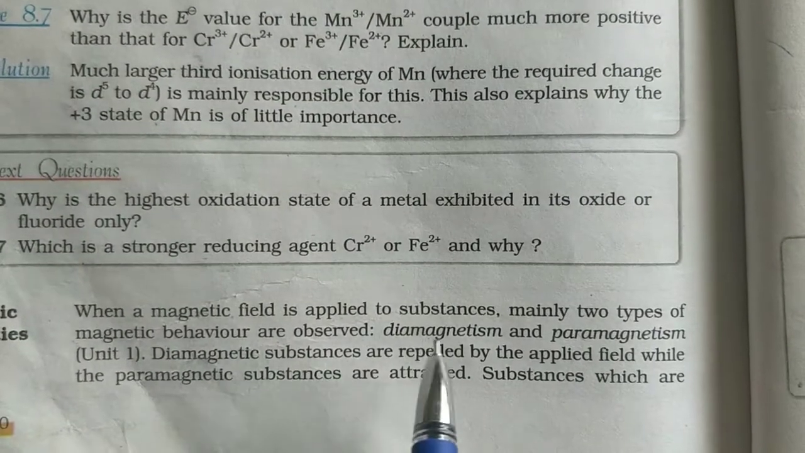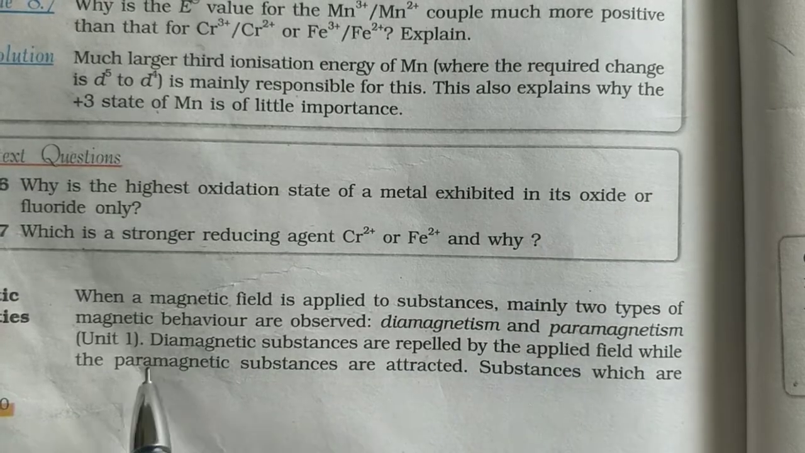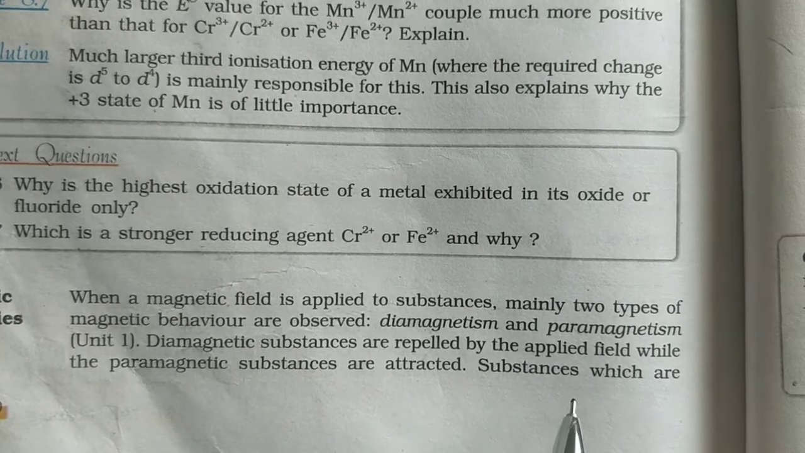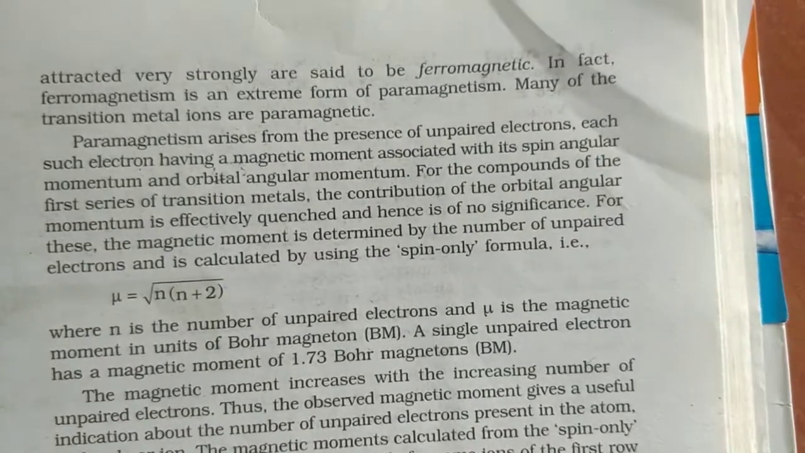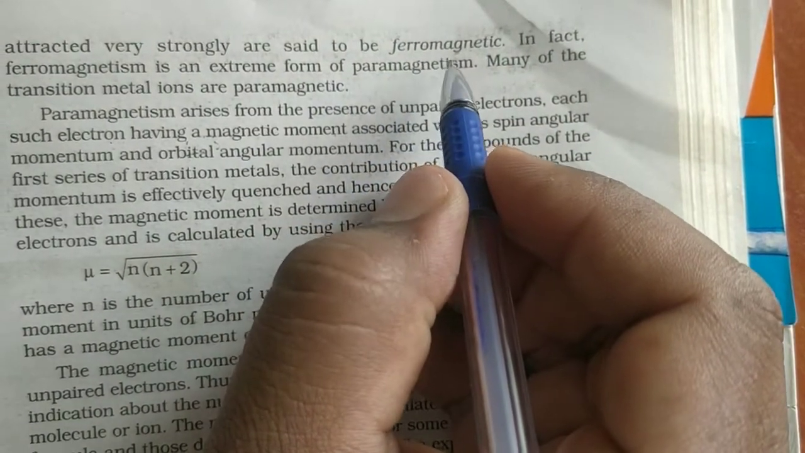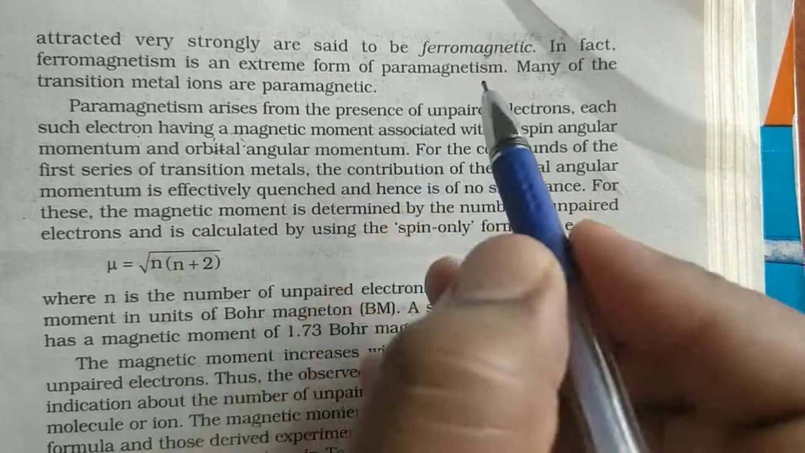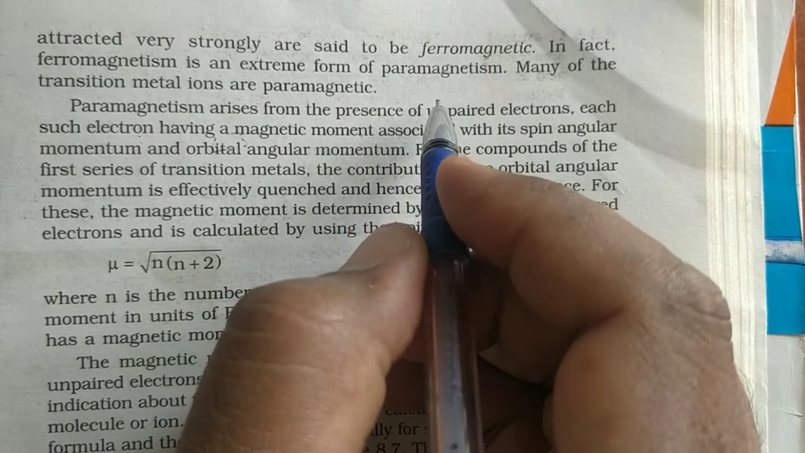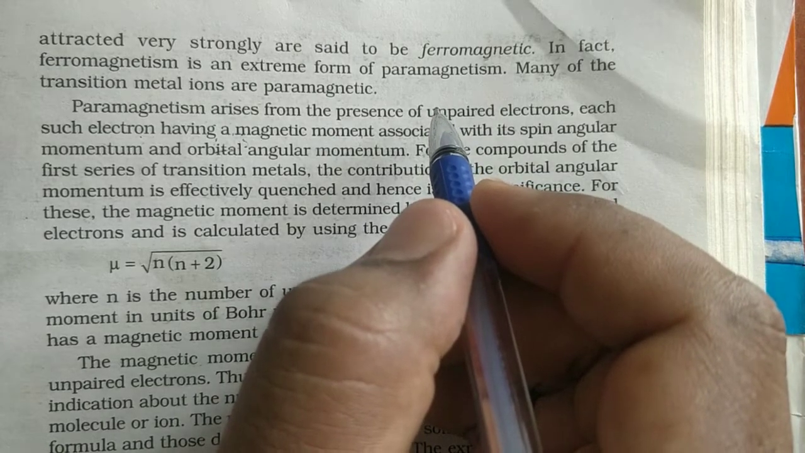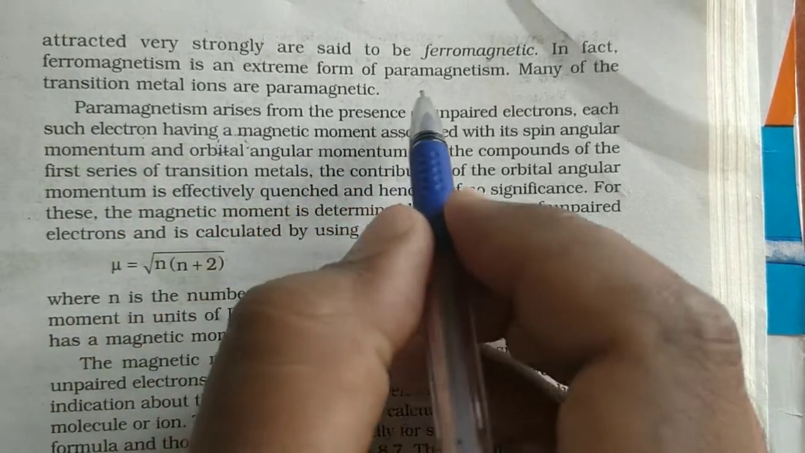When a magnetic field is applied to substances, mainly two types of magnetic behavior are observed, diamagnetism and paramagnetism. Diamagnetic substances are repelled by the applied field, while the paramagnetic substances are attracted. Substances which are attracted very strongly are said to be ferromagnetic also. In fact, ferromagnetism is an extreme form of paramagnetism. Two unpaired electrons means weakly attracted by the magnet, which is paramagnetism. Extreme of that, greater than two unpaired electrons, is strongly attracted by the magnet.